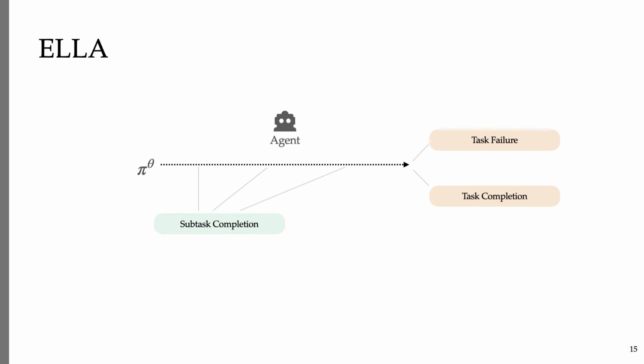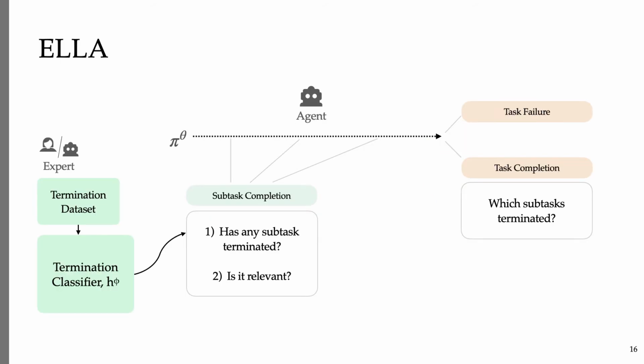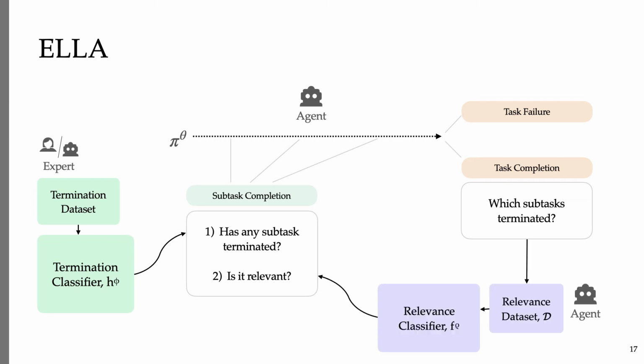Let's look at subtask completion in more detail. We need a way to determine which subtasks have completed, and whether they are relevant to the high-level task. To do this, we use a termination classifier trained on an expert annotated dataset of termination states of subtasks. To answer the second question, we use a relevance classifier that determines online whether a subtask is relevant to a high-level instruction. This classifier uses a relevance dataset collected completely online. The dataset gets updated whenever the agent succeeds at a task. We'll now discuss each module in turn.